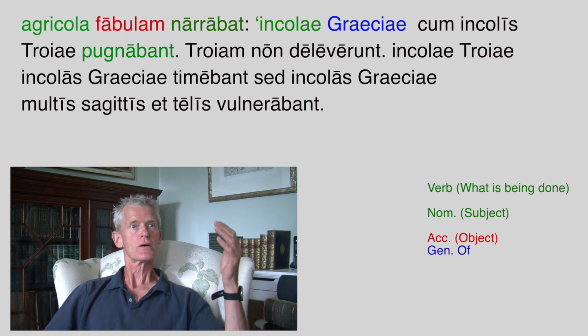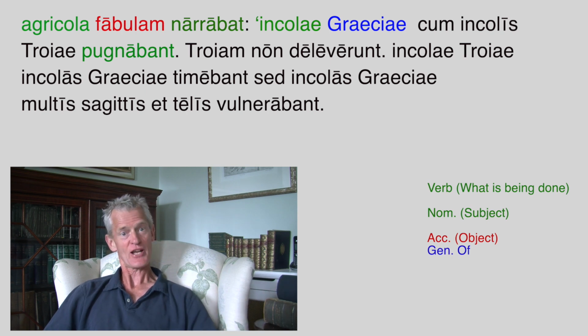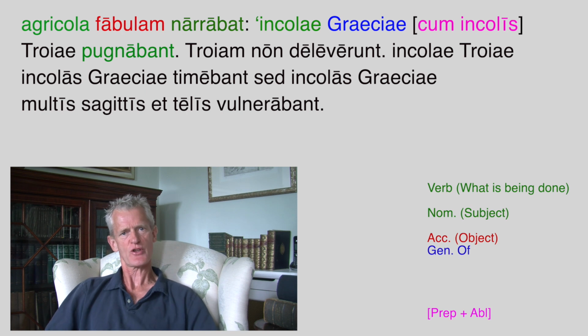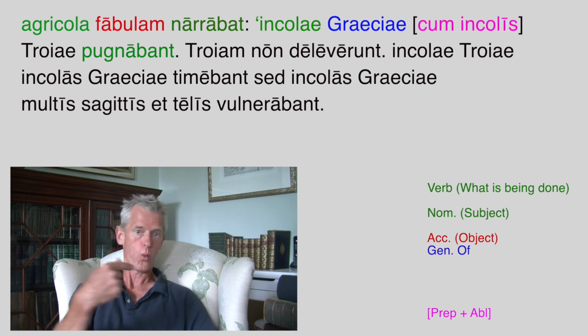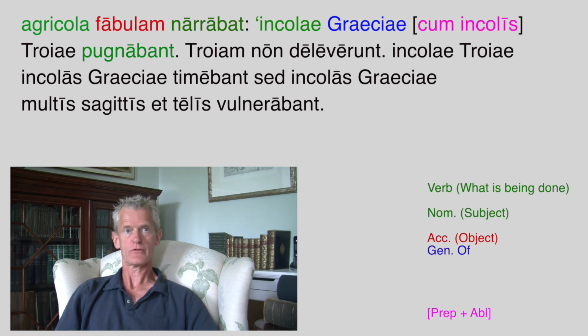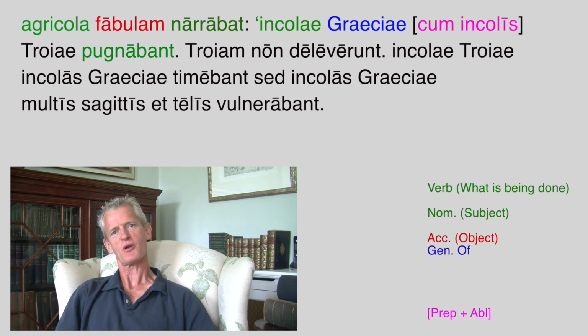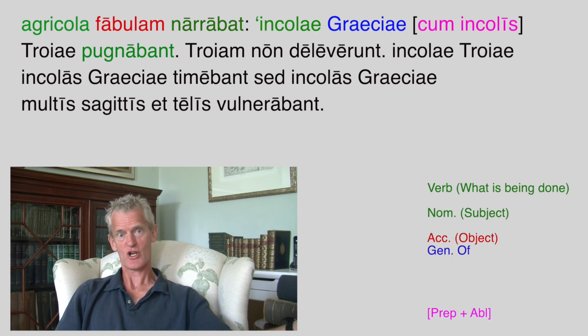Back to where we left off. Cum incolis. Now, do you remember what we learnt last time about prepositions? When you see a preposition, bracket it off with the noun it goes with, so that you don't lose where it goes. Cum incolis, with the, now cum takes the ablative, incola we've already discussed means inhabitant, so cum incolis, that's the ablative plural, with the inhabitants. So you've got the inhabitants of Greece were fighting with the inhabitants, Troiae, of Troy. Okay, first sentence nailed.